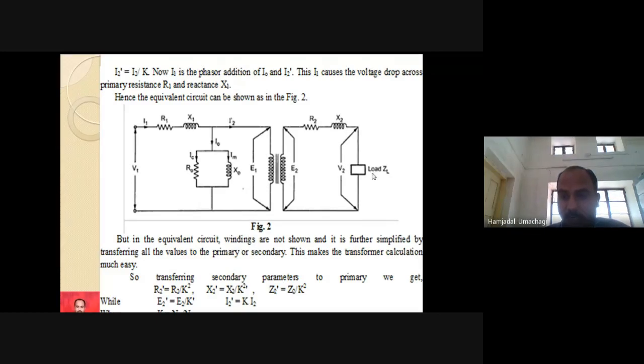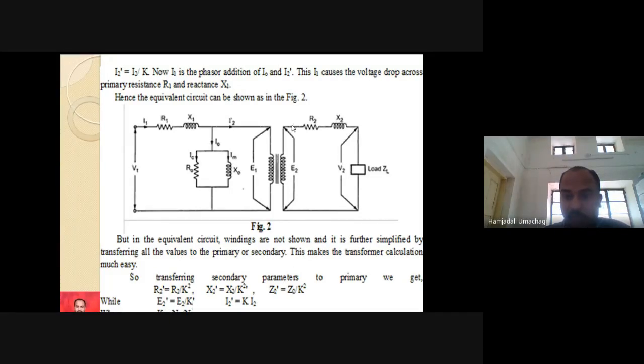Resistance, reactance and impedance Z, whenever we are moving from secondary to primary, that is in the backward direction, we need to divide their values by K square. But voltage, E2 dash, this will become V2 dash, should be divided by only a single K.